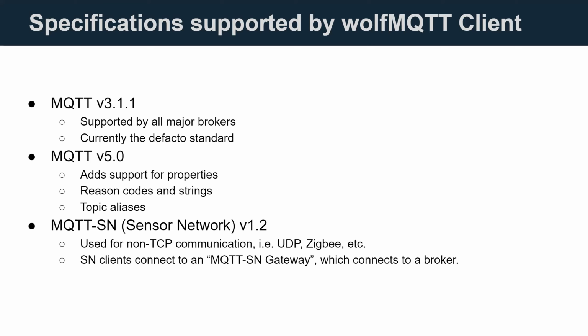Version 5 was completed in March of 2019. It adds support for properties to be sent along with the command packets. Properties are a simple way to add custom metadata in the form of key value pairs. These can be used, for instance, to describe the format of the payload data.